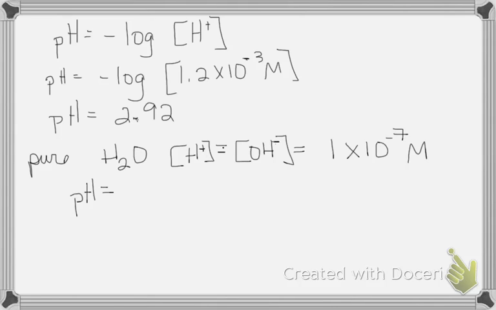Well, wouldn't it be that the pH is equal to the negative log of 1 times 10 to the minus 7? And I just said that the exponent in the concentration gives you a ballpark of the pH. If it's 1 times 10 to the minus 7, then the pH will be 7, whatever that exponent is. So the pH of pure water is 7.